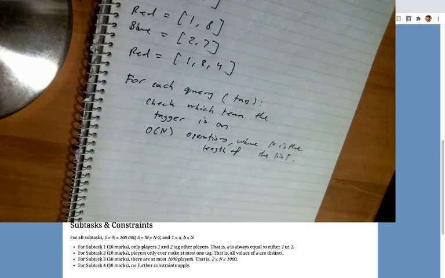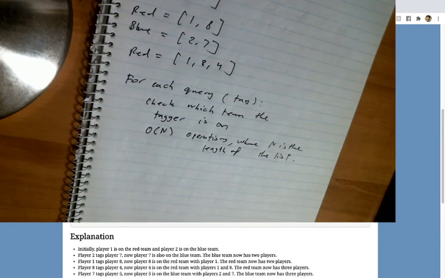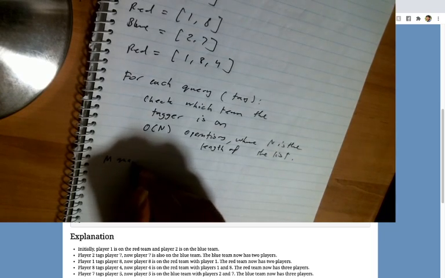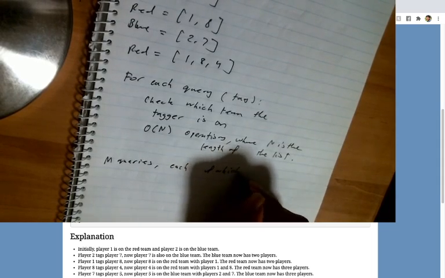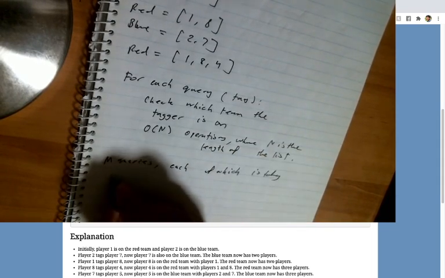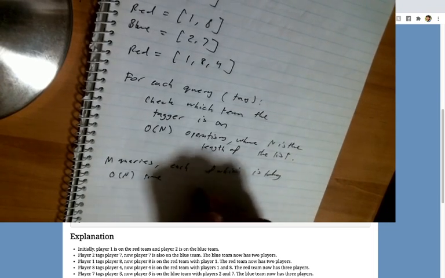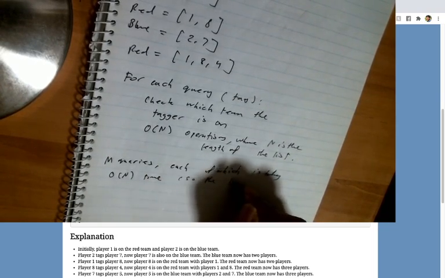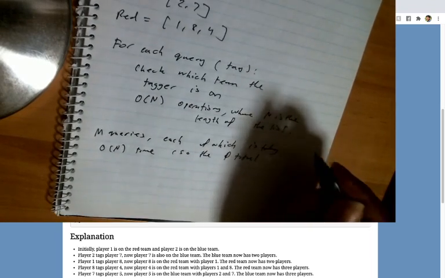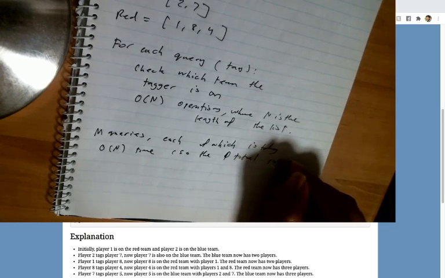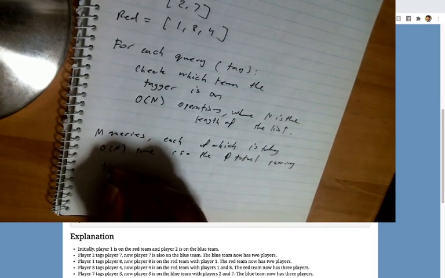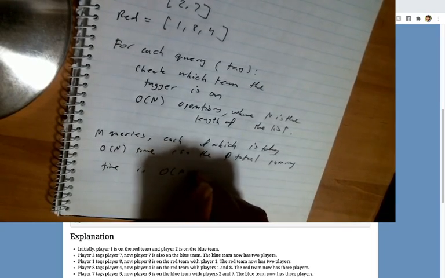So what's the running time of this? We have essentially m queries, each of which is taking O of n time. So the total running time is O of n times m. The total running time is O of m times n.